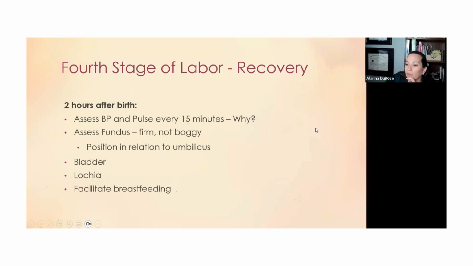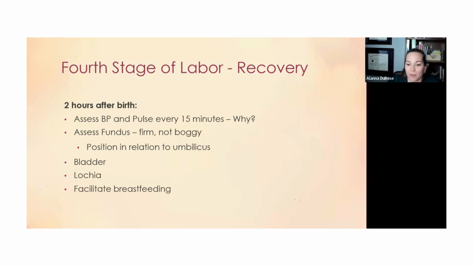All right, and then recovery, like I said, is 2 hours after birth. We're assessing blood pressure and pulse every 15 minutes. Let's talk about this for a second. If a mom is bleeding heavily, do you think we'll see it in her blood pressure or pulse first? Blood pressure. Pulse.